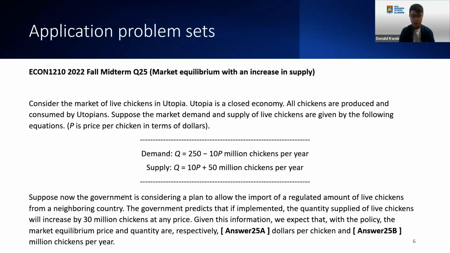We have the first one here, given the demand and supply equations of live chickens. If the government predicts that the quantity supplied will increase by 30 million chickens at any price due to the import, what will be the new market equilibrium price and equilibrium quantity of chicken? You may be confused about whether to add 30 or minus 30, right? Let me try to explain the derivation of the new supply curve from an economic perspective.